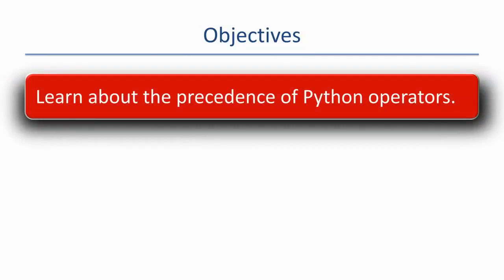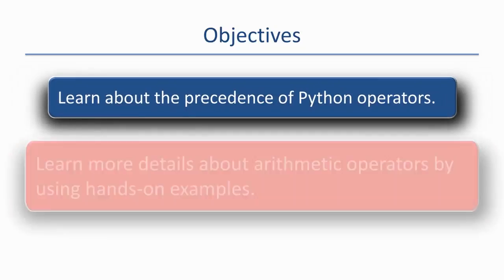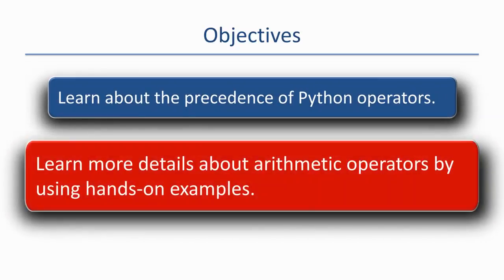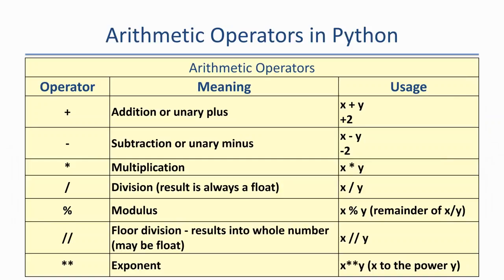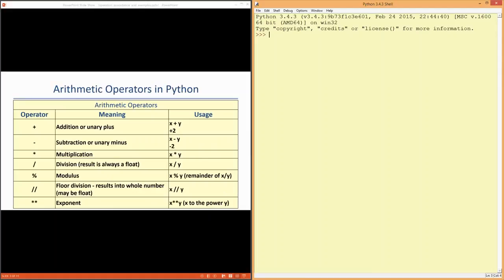The objectives of this lesson are to learn about the precedence of Python operators and also learn more details about arithmetic operators by using hands-on examples. Let me start with mathematical operators, which we talked about last time. Let me open the Python IDLE and put this table side by side. I'm going to show you an example of each of these operators one at a time.